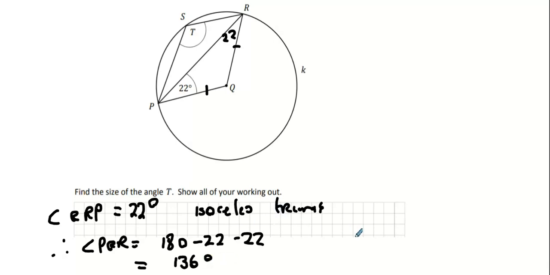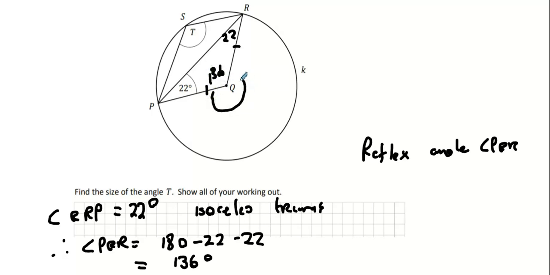Okay, now the reflex angle PQR. Basically take it away, so if that's 136, the other one has to be 360 take away 136, which is 224 degrees.